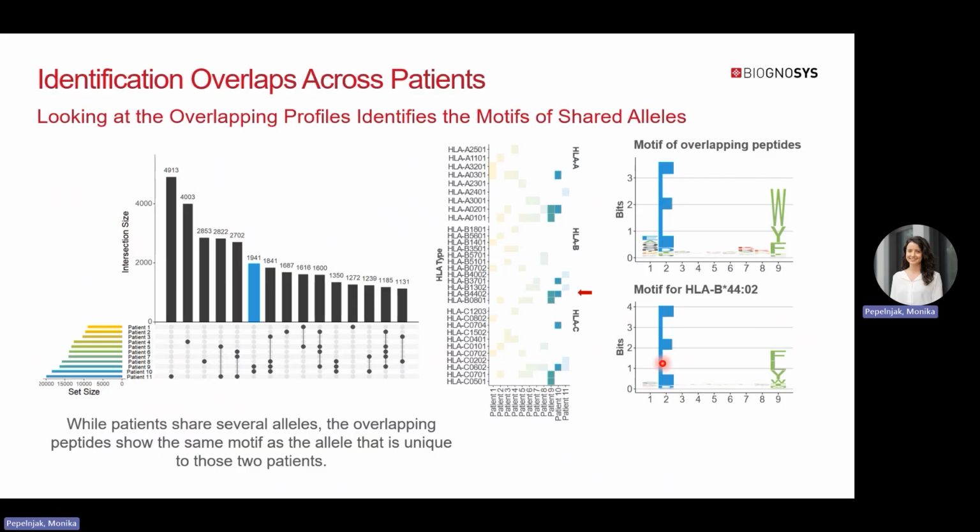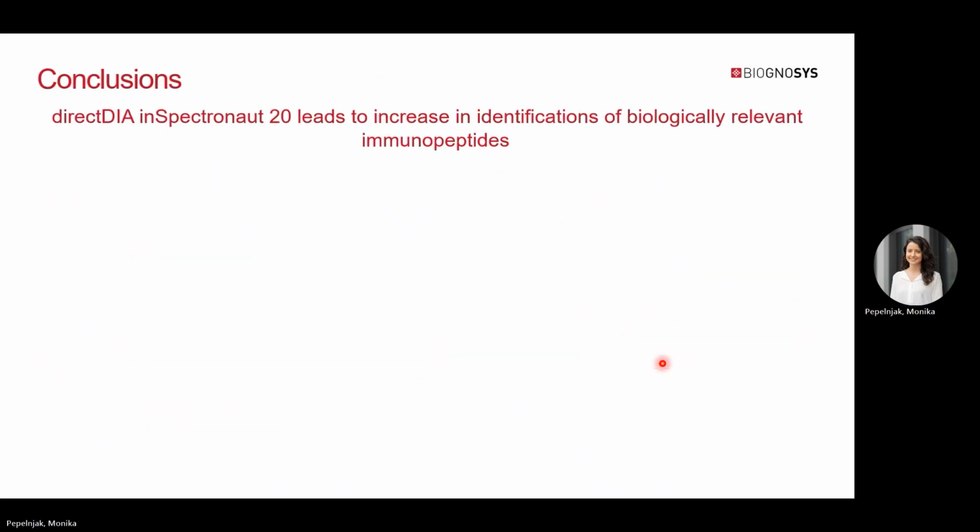With this, I hope I could show you that it's really cool that in a single search, we can analyze all these very different patient samples together and still get very meaningful biological results. And we do not get a lot of transfer of identifications between the patients.